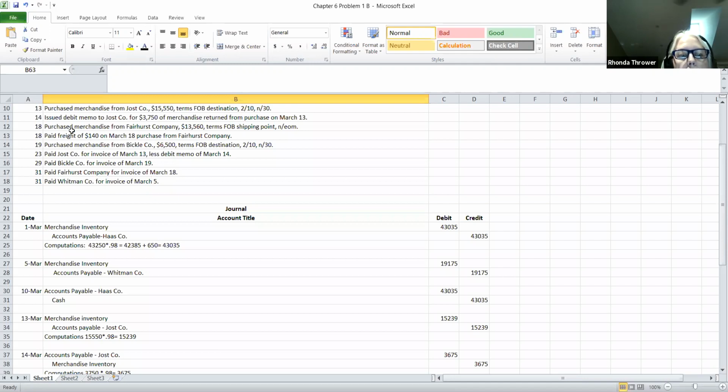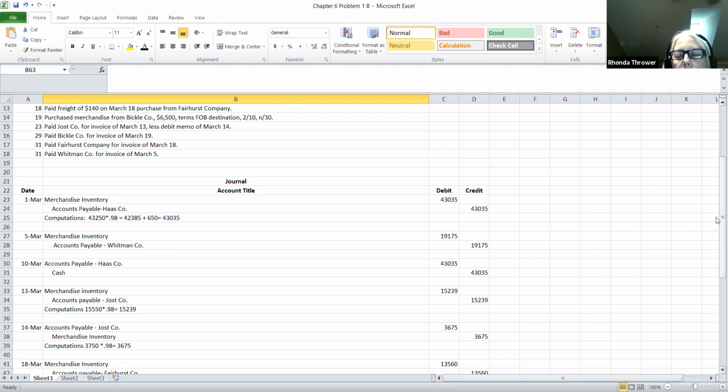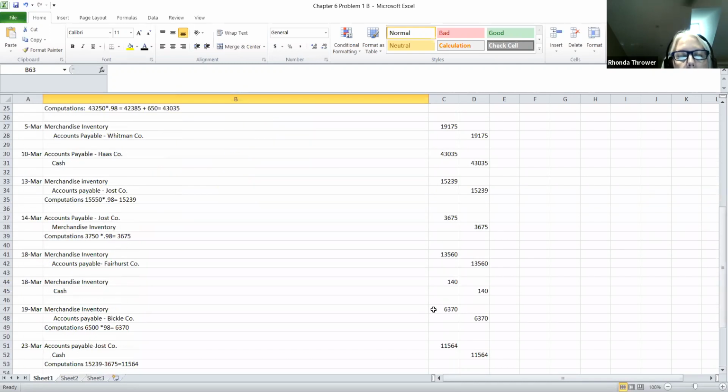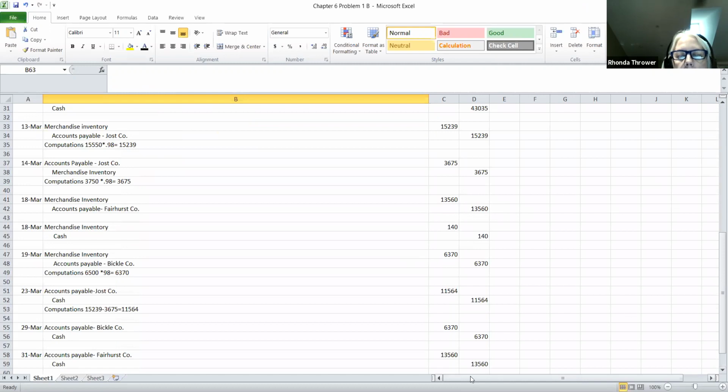On the 31st, we paid the Fairhurst Company for the invoice of March the 18th. So we go back to March 18th and we pick up the amount of the invoice, which was $13,560. You can refer back to this transaction right here where we've got a credit to accounts payable. We're paying this company off, so we're going to debit this for $13,560 to the Fairhurst Company, and we're going to credit our cash account.